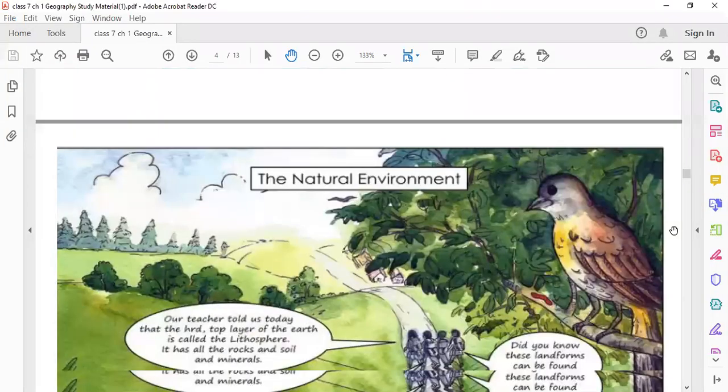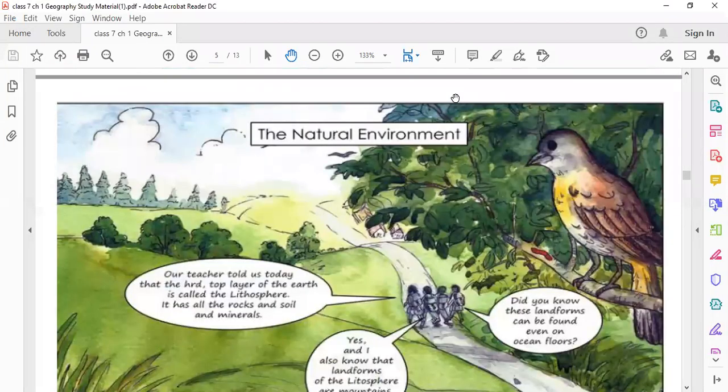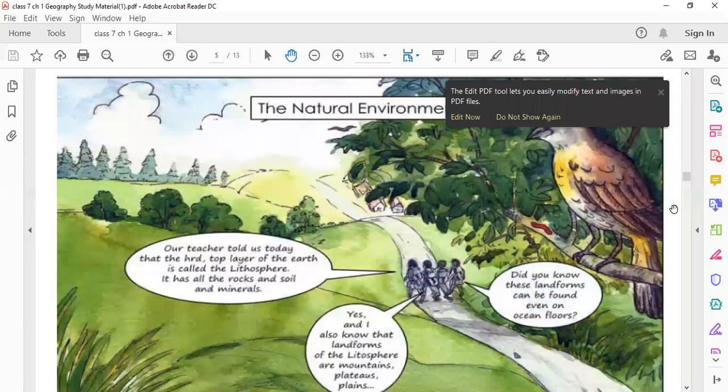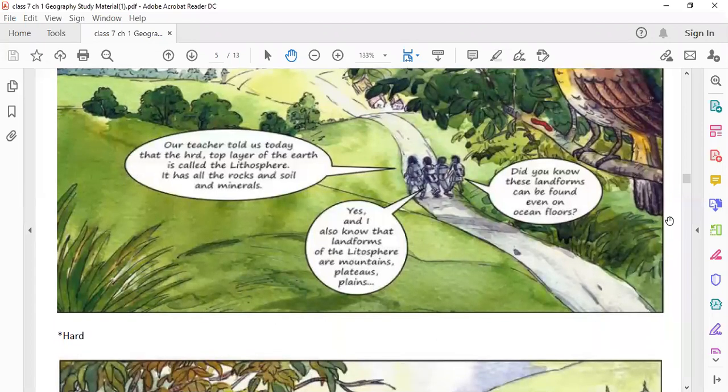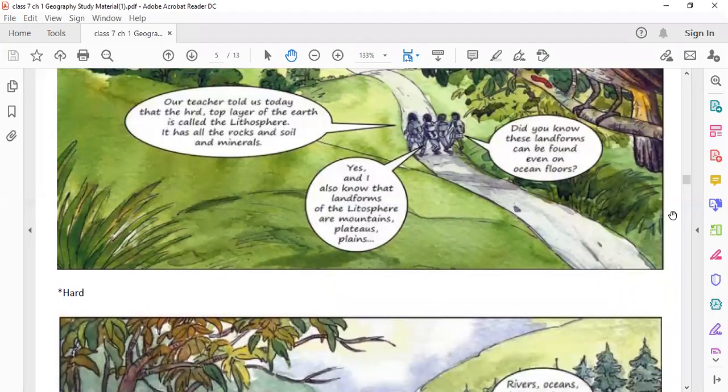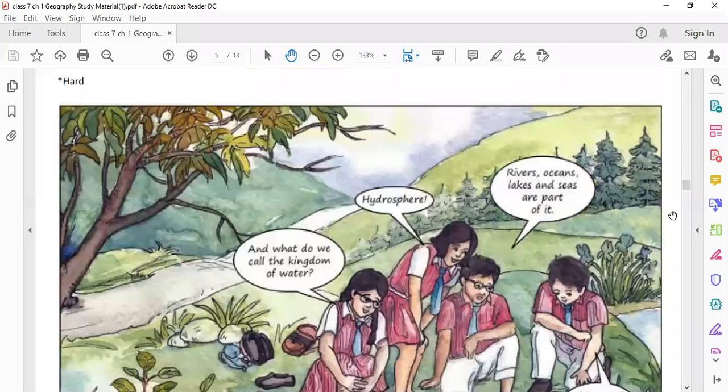Okay. Now the natural environment. What is the natural environment? Let us grab some knowledge about it. See, now the students are returning home from their school. Our teacher told us today that the hard top layer of the earth is called the lithosphere. It has all the rocks and soils and minerals. Yes, and I also know that landforms of the lithosphere are mountains, plateaus and plains. These are all things you might have studied in your previous class, class 6. Did you know these landforms can be found even on ocean floors? Ocean floors, you can find these landforms.